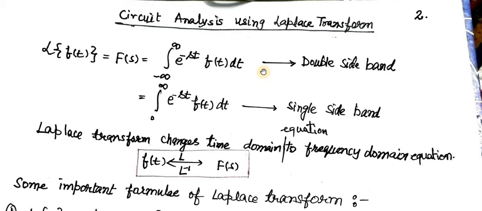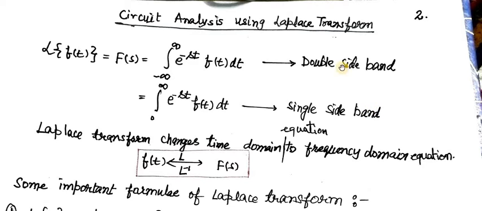The Laplace transform converts the time domain equation into the frequency domain equation. As far as the formula is concerned, the Laplace transform of f(t) is equal to F(s), which is equal to the integral from minus infinity to infinity of e to the power minus st f(t) dt. This is called the double sideband Laplace transform, and for the single sideband Laplace transform it is the integral from 0 to infinity of e to the power minus st f(t) dt. It is called the single sideband Laplace transform.